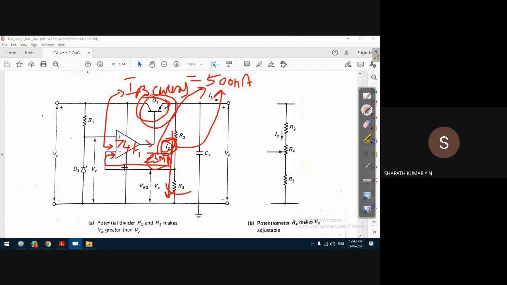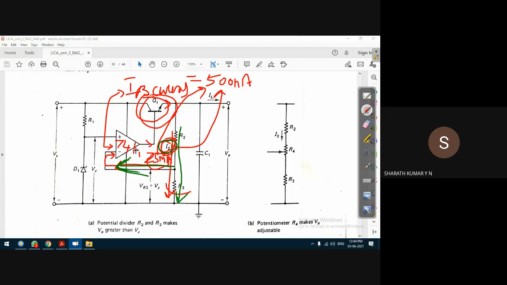This current, represented by the arrow in green color, is very small compared to this current I2, which is in terms of milliamperes. So this current can be almost neglected. With that assumption, we can assume that current I2 will flow through R2 and R3, because the current in this path is very, very small.